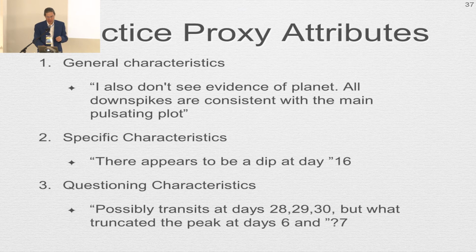So to recap, the attributes that seem to make these comments, which we're calling practice proxies because they're actually acting as a proxy for the practice, help new volunteers to see the general characteristics that they should consider when they're doing the annotation, draw attention to some of the specific characteristics, so you know exactly where a dip is or exactly where a transit might occur, and in some cases raise questions about the images that help other people orient towards the image and see what it is that they ought to be looking for.